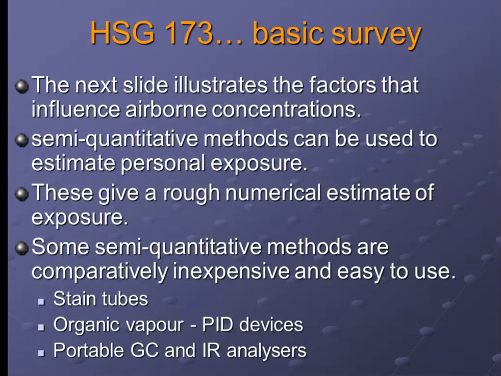Semi-quantitative methods can be used to estimate personal exposure. These give a rough numerical estimate of exposure. Some semi-quantitative methods are comparatively inexpensive and easy to use. For example, stain tube detectors, organic vapors, photoionization detectors, PID, portable gas chromatography, the GC there, and infrared analyzers.